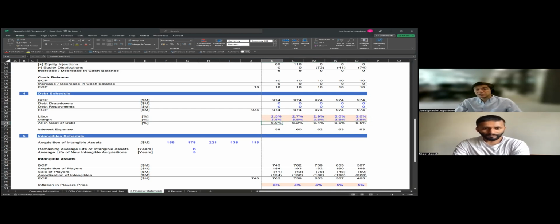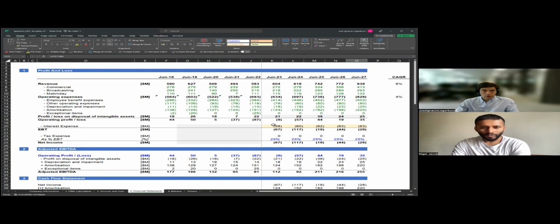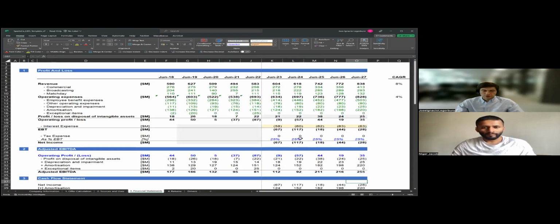So we're paying an all-in cost that is increasing, of between 6 and 6.5%, which means we're paying between 58 and 63 million dollars of interest per year. That goes after our operating profit to give us the earnings before tax, and that is the basis upon which you pay taxes. We don't make any profit here, so we don't need to pay any taxes, and that is our net income.